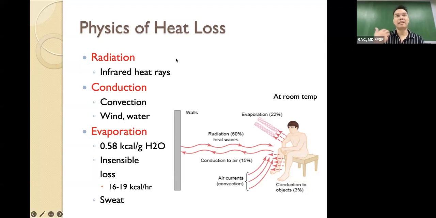So normally, everything that surrounds us, our bodies, the objects that surround us, they emit some form of heat, or heat is transferred out into the environment. Now, there are three ways by which heat is transferred into the environment, namely radiation, conduction, and evaporation. So if you look at the diagram here, everything in this picture actually will transfer heat going to the environment. Now, take note, this is at room temperature.